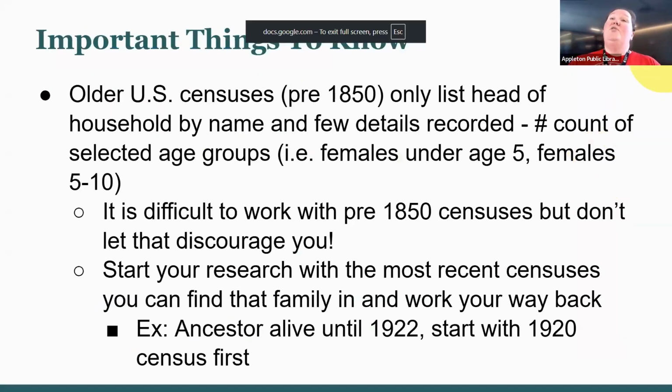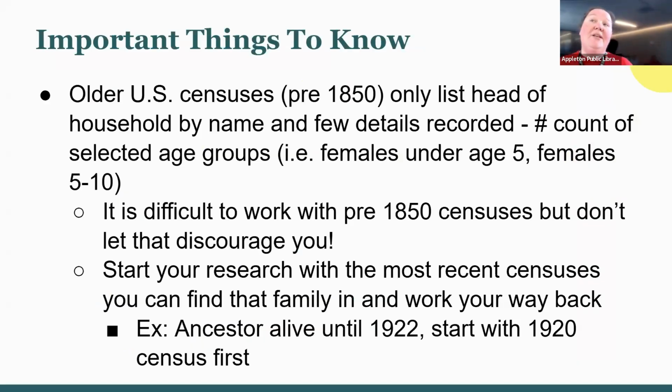The older US censuses, so before 1850, those are really difficult to use because they only list a head of household by name, usually that male head of household, and very few details. So it usually gives you a number count of selected age groups like females under the age of 5, females between age 5 and 10, females between X and Z. So you can see all the different columns they have on these censuses and you just get a tally, like there's 4 of them or there's 2 of them. So it's kind of difficult to work with those, but don't let it discourage you.